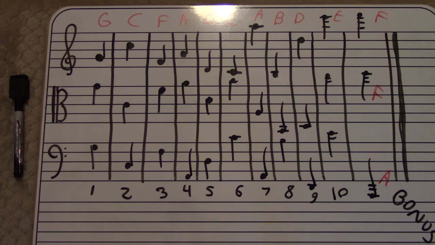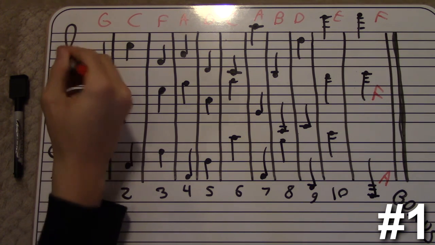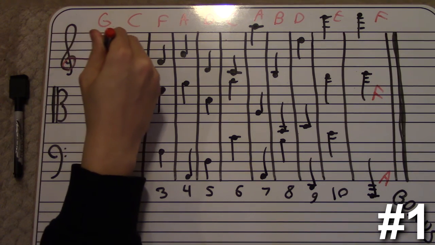So I've written out all our notes, and here are the answers. The first one in treble clef should be the easiest, because if you remember, this circle surrounds the line that the note G is on.